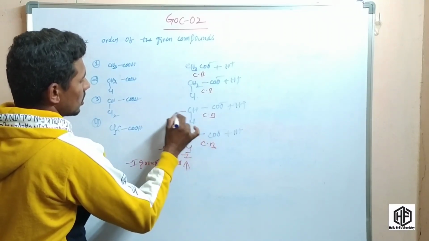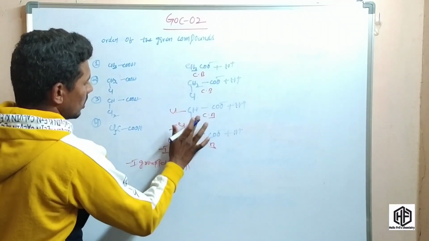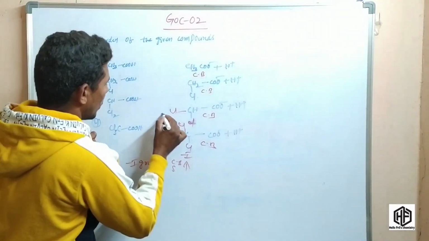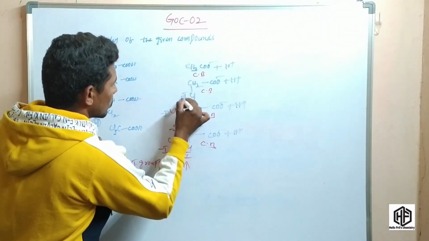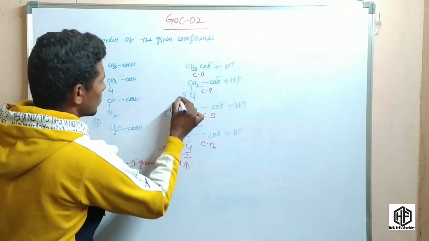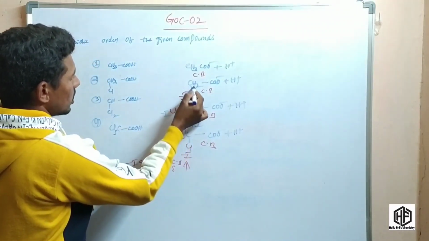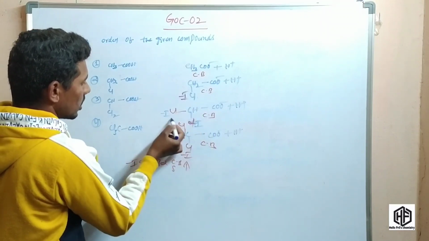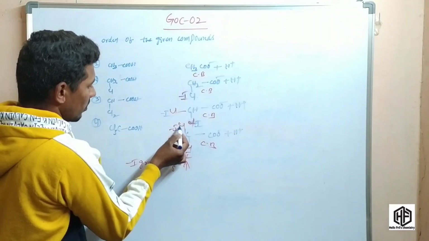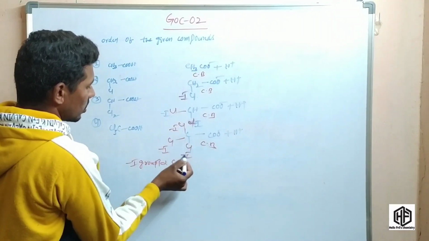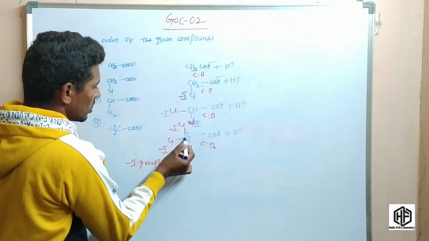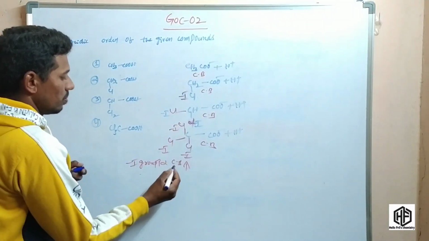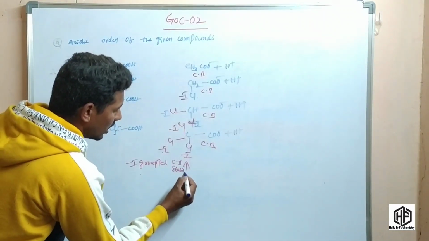How many minus I groups are there here? For example, Cl and Cl, so two, minus I and minus I. This conjugate base has one minus I group, this one has two minus I groups, and this one has three minus I groups: one, two, three. So when the minus I groups increase, conjugate base stability will increase.